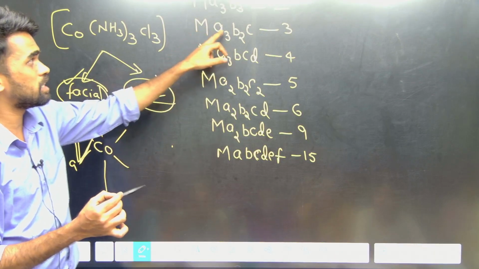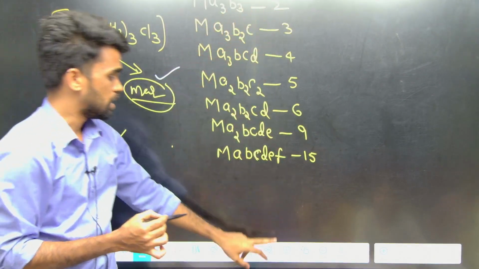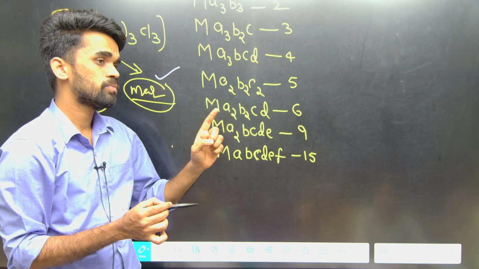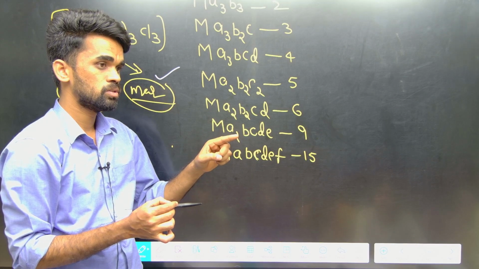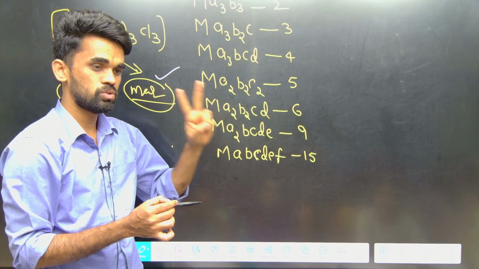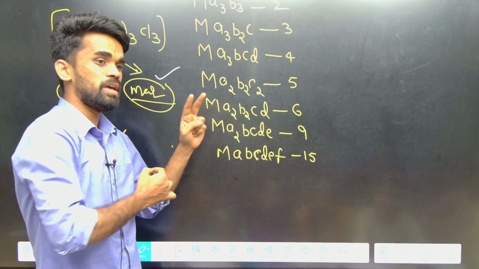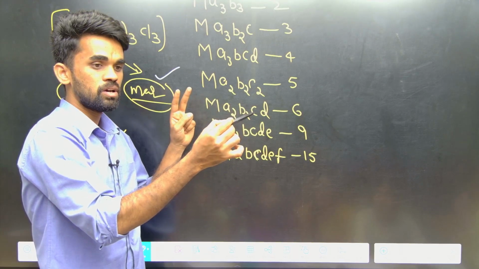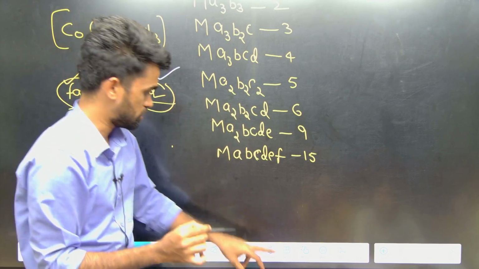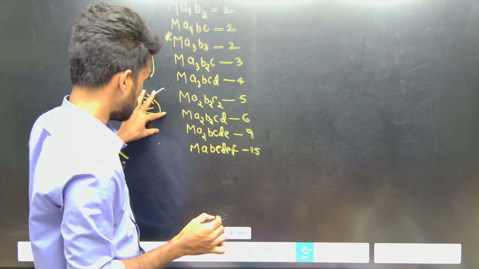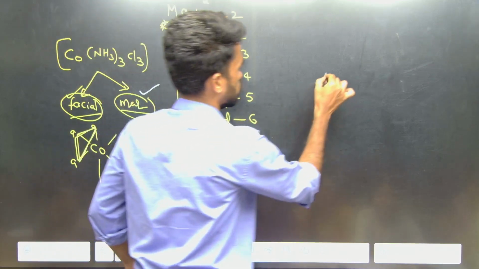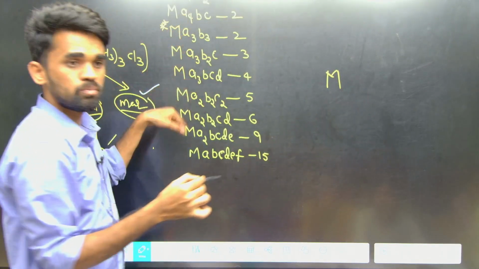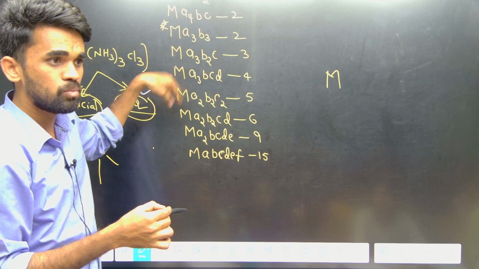Okay, for Ma3B3, how many are possible? 2. Like that, Ma4B2, 2. Next, MabcDEF, 15. Okay, remember these numbers. Fine. Next, they will ask you about this one now. These are all what? Monodentate ligands.